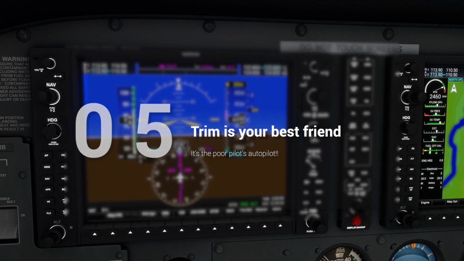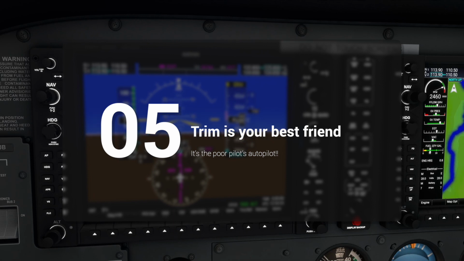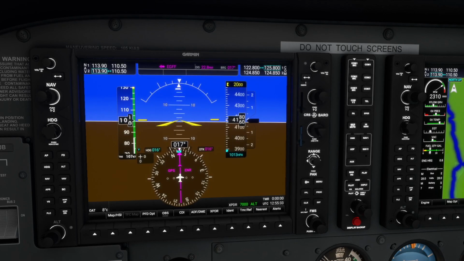Finally, trim is your best friend. Trim, trim, trim. If I can trim so I can let go of the yoke and the aircraft will maintain roughly level flight, my workload now becomes a lot easier. Trim is your best friend.